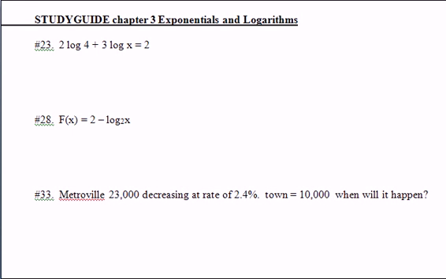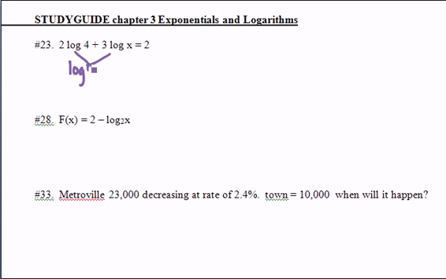We're going to look at a few problems off the back side of your study guide that might also be causing you some pondering. So, number 23 is a solve problem where you need to find the solution, and it looks a little bit complicated, so I'm going to use my properties of logarithms to condense these two.